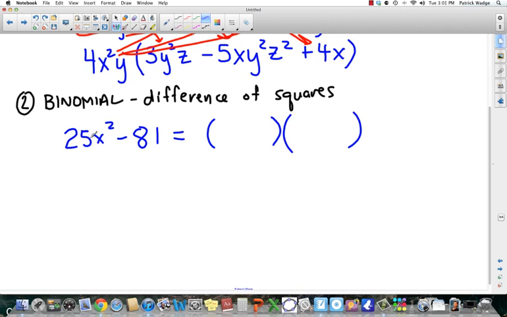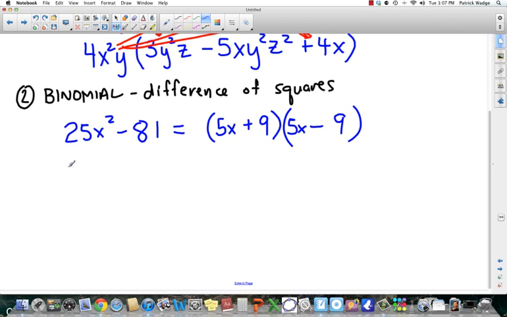You ask yourself, what do you multiply by itself to get 25x squared? You multiply 5x by 5x. It has to be the same thing in the first here and here. 5x times 5x, 25x squared. What do you multiply by itself to get 81? 9 times 9. Now we just have to figure out the signs. It's really easy with binomials. Just do opposite signs. You can either do plus minus, or you can do minus plus. It makes no difference. Finished.